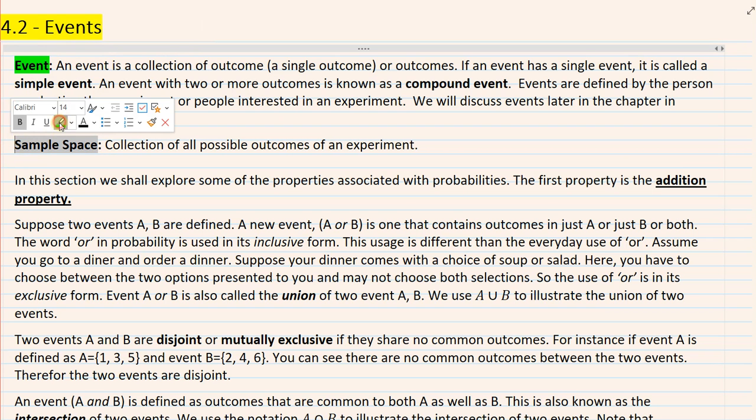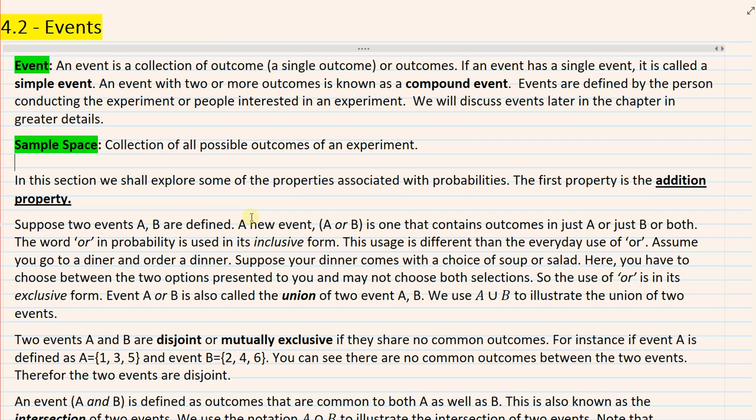So if you recall, events are collections of outcomes or a single outcome, which are defined by the person conducting the experiment or the researcher. Now, the sample space is where all possible outcomes are, but events are defined by an individual. Okay. So in this section, we're going to take a look at a formula, if you will. This is going to be the addition formula of probability.